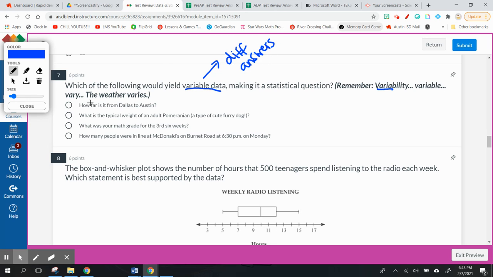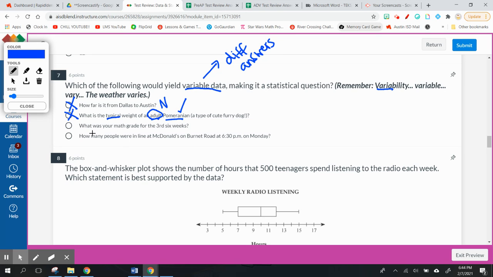So if we were to ask how far is it from Dallas to Austin, generally we're going to get the same answer, right? Yes, you could take a different route, but the straight shot is just up 35, and that is a finite number. So that would not yield variability. What is a typical weight of an adult Pomeranian? We have an adult, so not a puppy or a middle-aged dog, but a full-grown dog, and a specific breed. Because this is so specific, we are going to get one answer. If we ask vets, we're generally going to get one answer, so that is not going to yield variability.